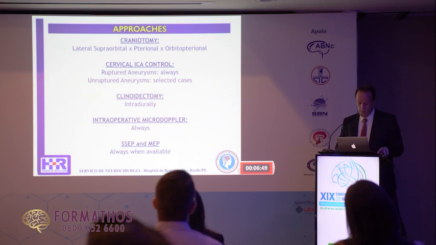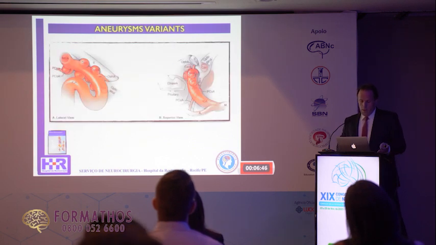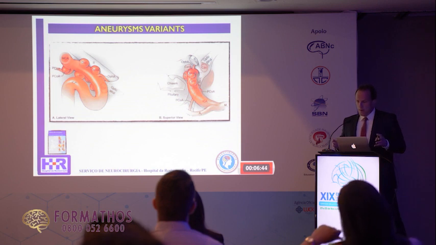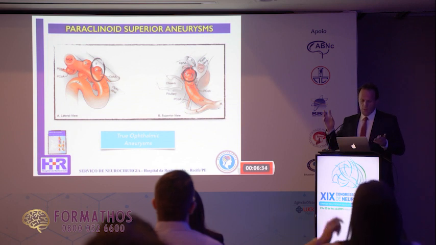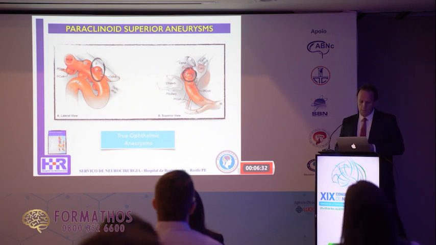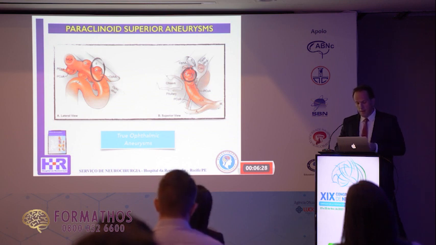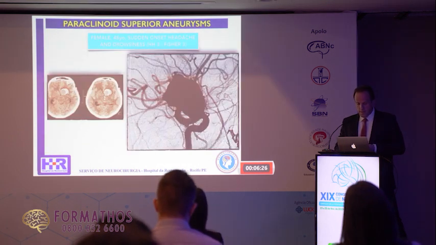It's not always available. Of course, paraclinoid aneurysms aren't just one kind of aneurysm. There are several variants. We're going to go through some cases and show you some of these variants. First, the superior paraclinoid aneurysms, which are the true ophthalmic aneurysms that are related to the ophthalmic artery, such as this case, this large ruptured case.